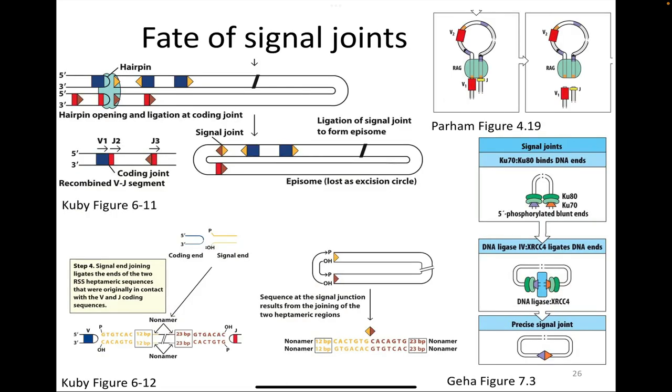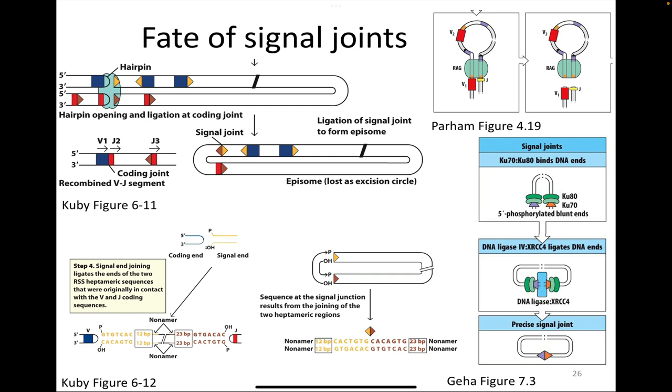The signal joint is really easy. We have these two signal joints. So here you can see this signal joint here with the RSS. Here you can see the signal joint here. It's basically like a double-stranded piece of DNA that's broken. Here you can see it again, double-stranded DNA that's broken with the two signal joints. And you can see all that intervening DNA in the middle.